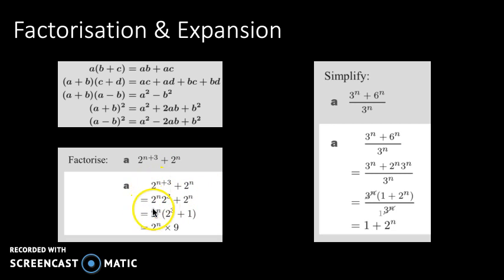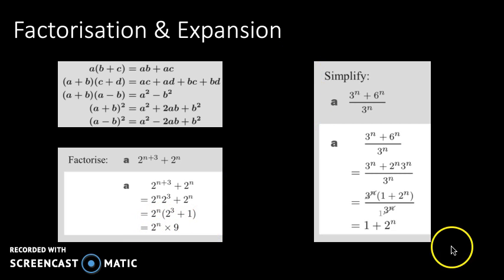And then because we have the same thing on both sides, 2 to the power of n and 2 to the power n over here, we can use that to factorize. So when we divide both of these by 2 to the power of n to get what's inside the bracket, we can see what's left here is 2 to the power of 3, and what's left here is just 1. We know 2 to the power of 3 is just 8, and when we add 8 to 1, we get 9. And then we just times it out, so it becomes 2 to the power of n times 9.